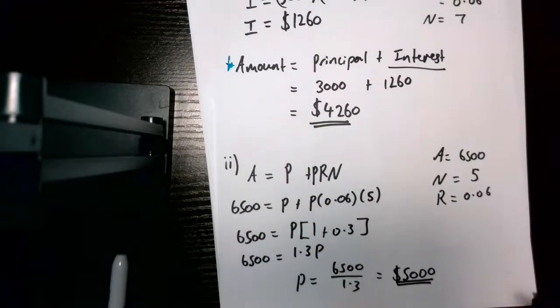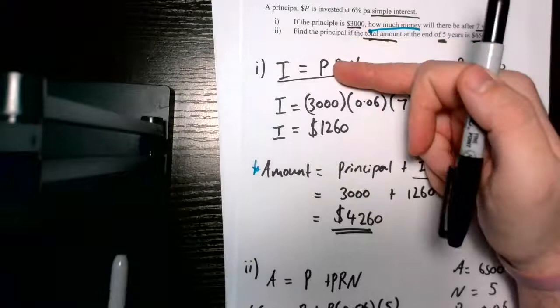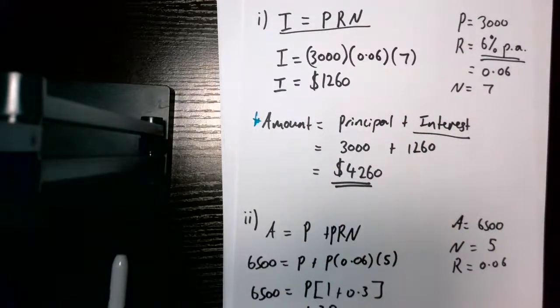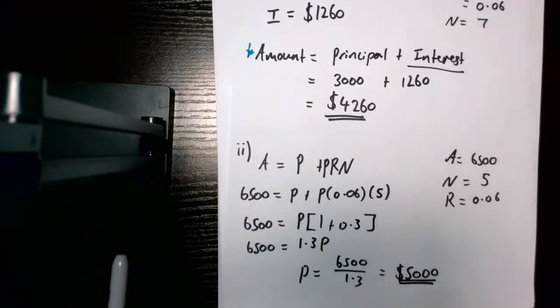This is slightly different to what we did before, but again, using the same strategy, just knowing how to manipulate the formulas. So just remember, when you're doing simple interest, you need to know I equals PRN, and the formula amount is equal to the principal plus interest, and you'll be able to answer most questions that pop up in this domain.